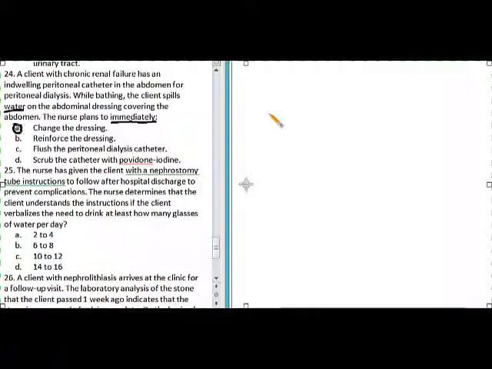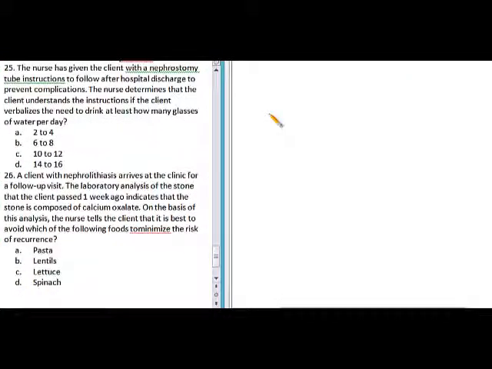Answer, letter A. Why? Because in peritoneal dialysis, one of the issues here is the client is at risk for infection. So if the dressing is wet, we all know that wet or moist area promotes growth of microorganisms. So it increases further the risk for infection. A is the answer.